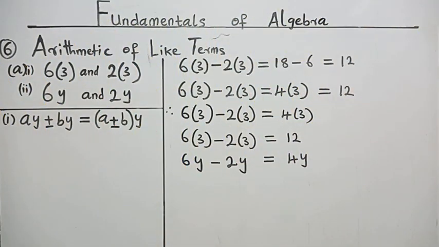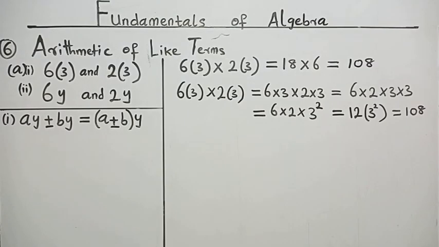Marathon to multiplication of like terms. And here it comes. We have the same 6 bracket 3 and 2 bracket 3, but this time around, instead of adding or subtracting, we are carrying out multiplication. See it here. So 6 trays times 2 trays. Let me, as before, get the same answer by using two different approaches.